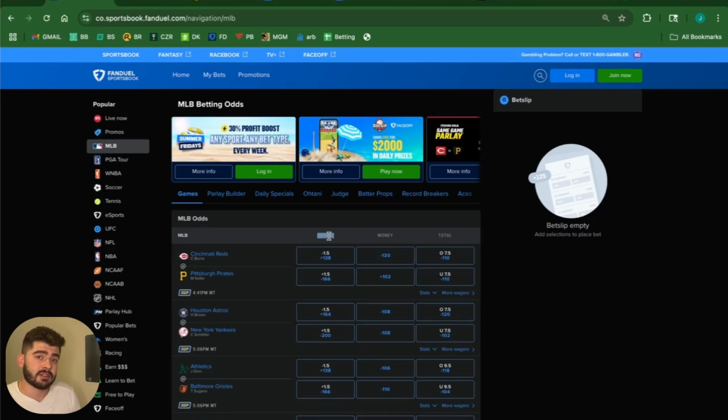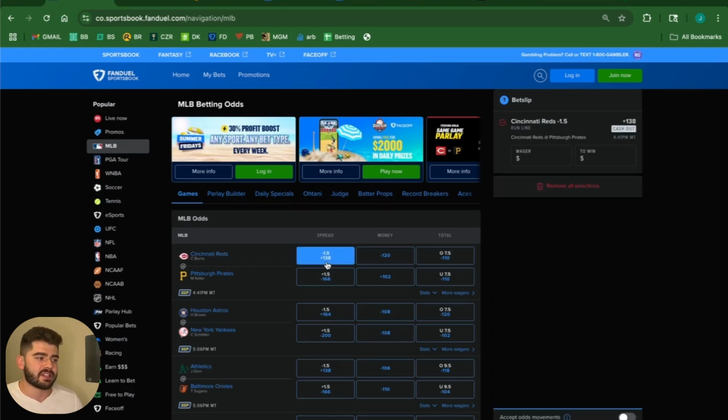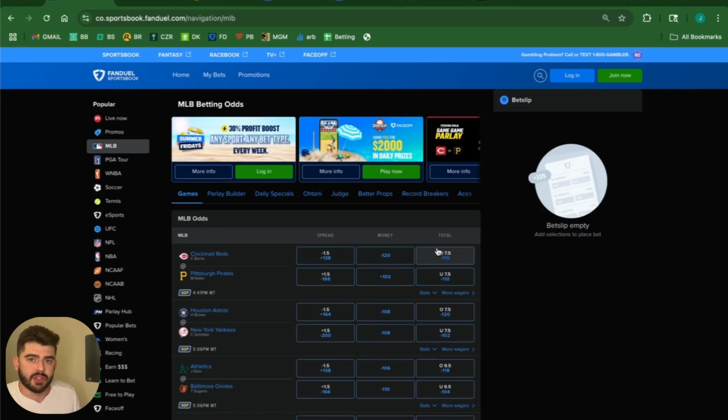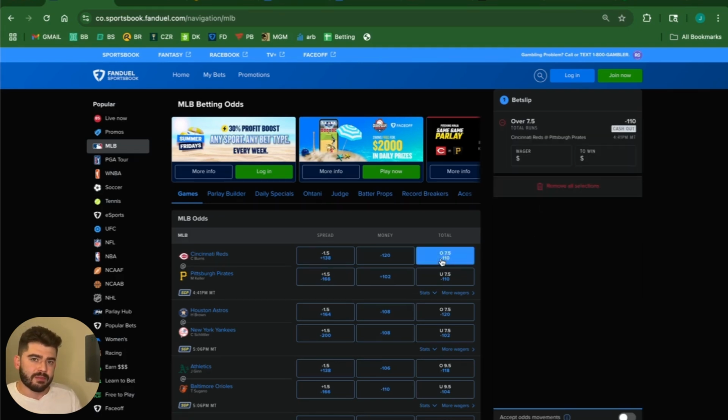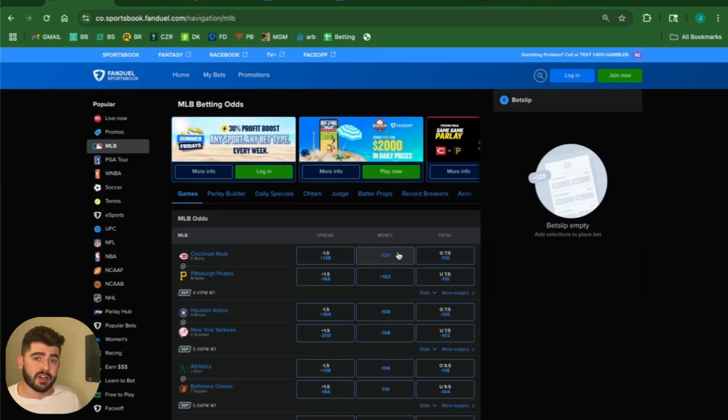What is a spread? A spread is where a team has to win by a certain amount of points. Minus 1.5 means that the team has to win by at least 2 points. Plus 1.5 means that the team has to keep it within at least 1 point. Totals are just the amount of points that are scored in the game. Over 7.5 means they have to score at least 8 points. Under 7.5 means they cannot score more than 7. Money line's very simple. It's just who's going to win and who's going to lose.